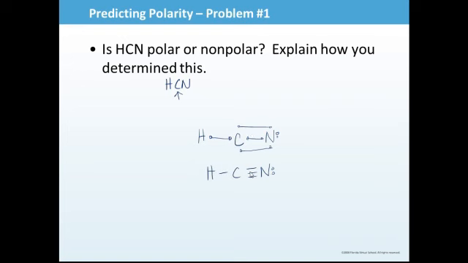And now what we need to do is look at VSEPR, and we need to identify what the shape is just to make sure that we've drawn it correctly. So we look at our central atom. Our central atom has 2 atoms bonded to it, and it has 0 lone pairs of electrons on it. Remember, this is all about the central atom, which is carbon. It has 2 atoms bonded to it, the nitrogen and the hydrogen, and 0 lone pairs of electrons.